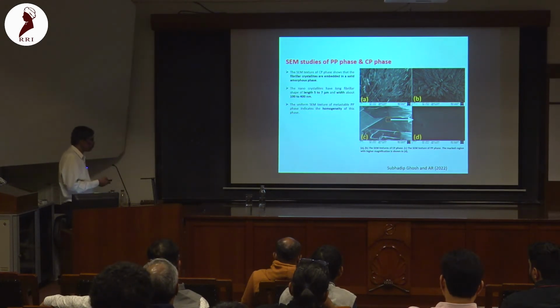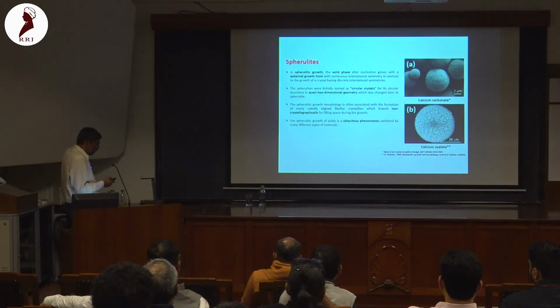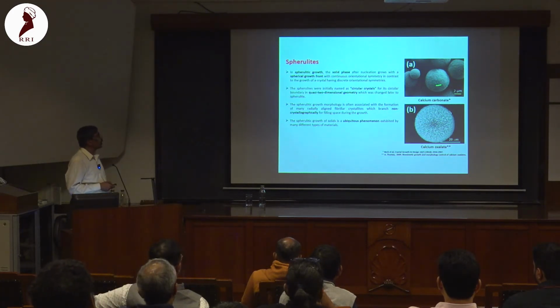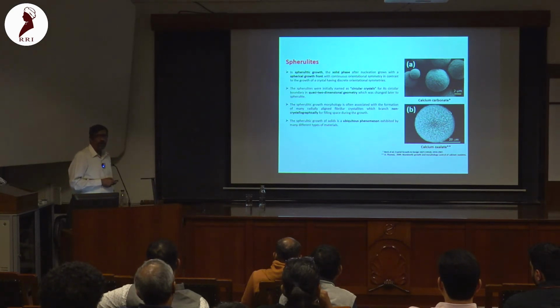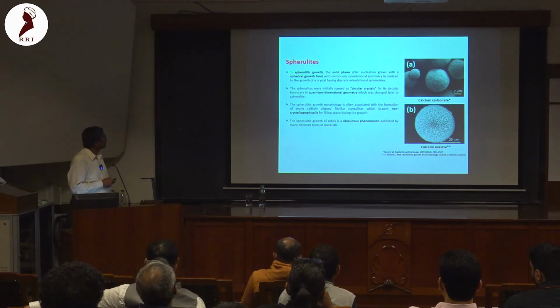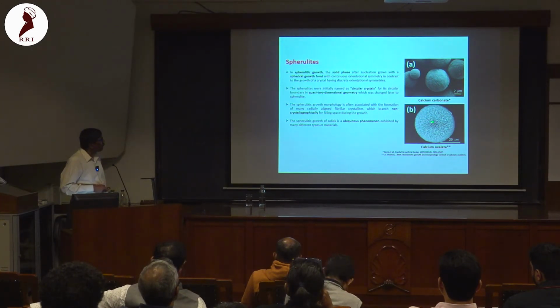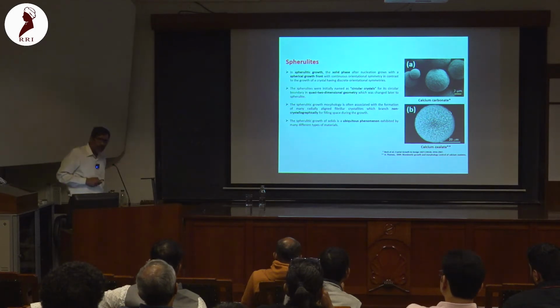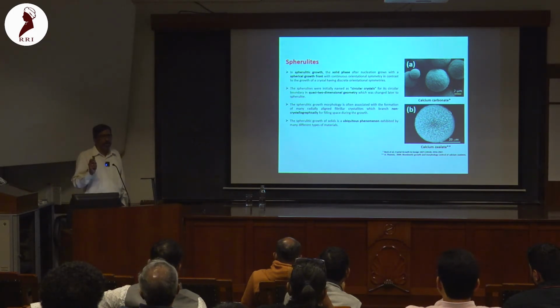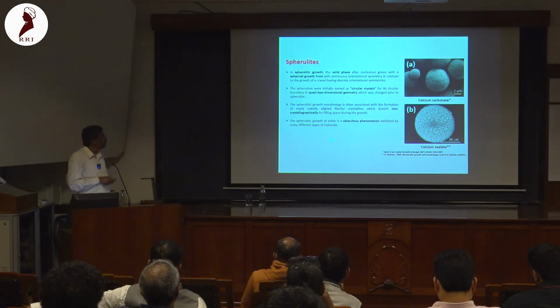Then, we also found that this CP phase, when you supercool it, sometimes forms a spherulitic growth. So this spherulitic growth is nothing but the crystal phase growing from a seed, and when this seed grows, it has a spherical shape. Now the spherical shape is usually not compatible with the lattice structure. Lattice structures try to give a faceted growth. But this is not that. So this is not expected.